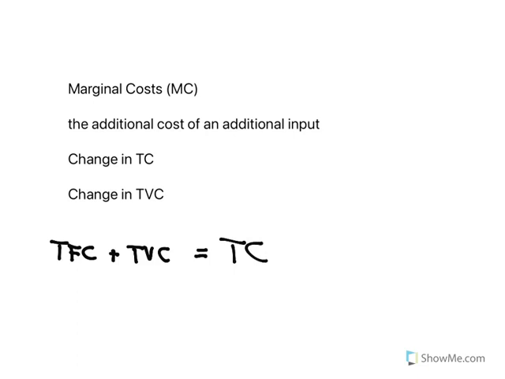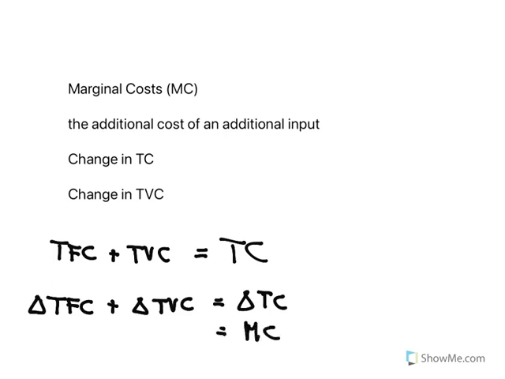So what I could do here is put a triangle next to each one and make it the change, right? So the change in total fixed plus the change in total variable gives me the change in total, right? I just put a change next to each part of the equation. Now, we know that the change in total cost, I just told you, is marginal cost, right? So we can swap that out for marginal cost. We'll keep change in total variable the same. But what about the change in total fixed?